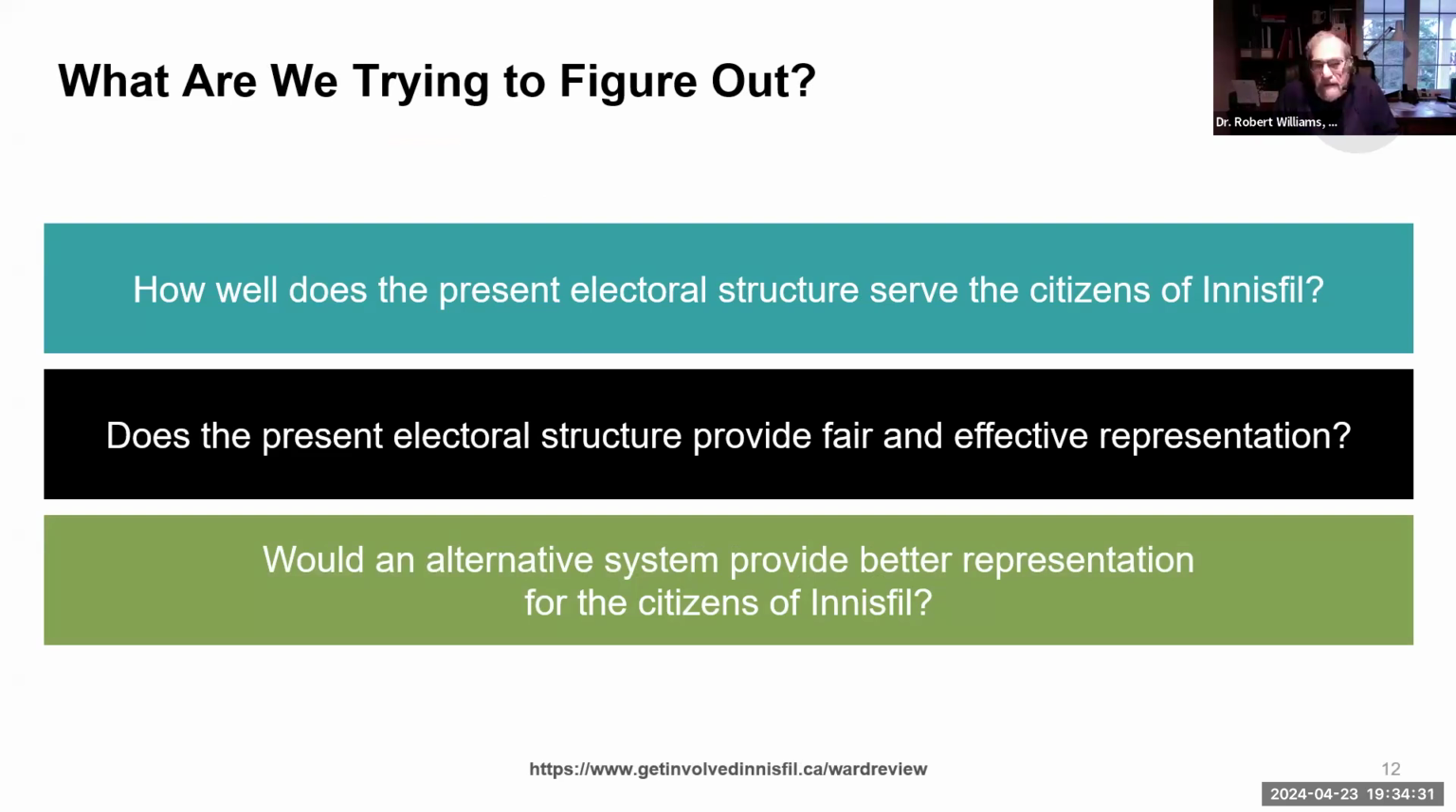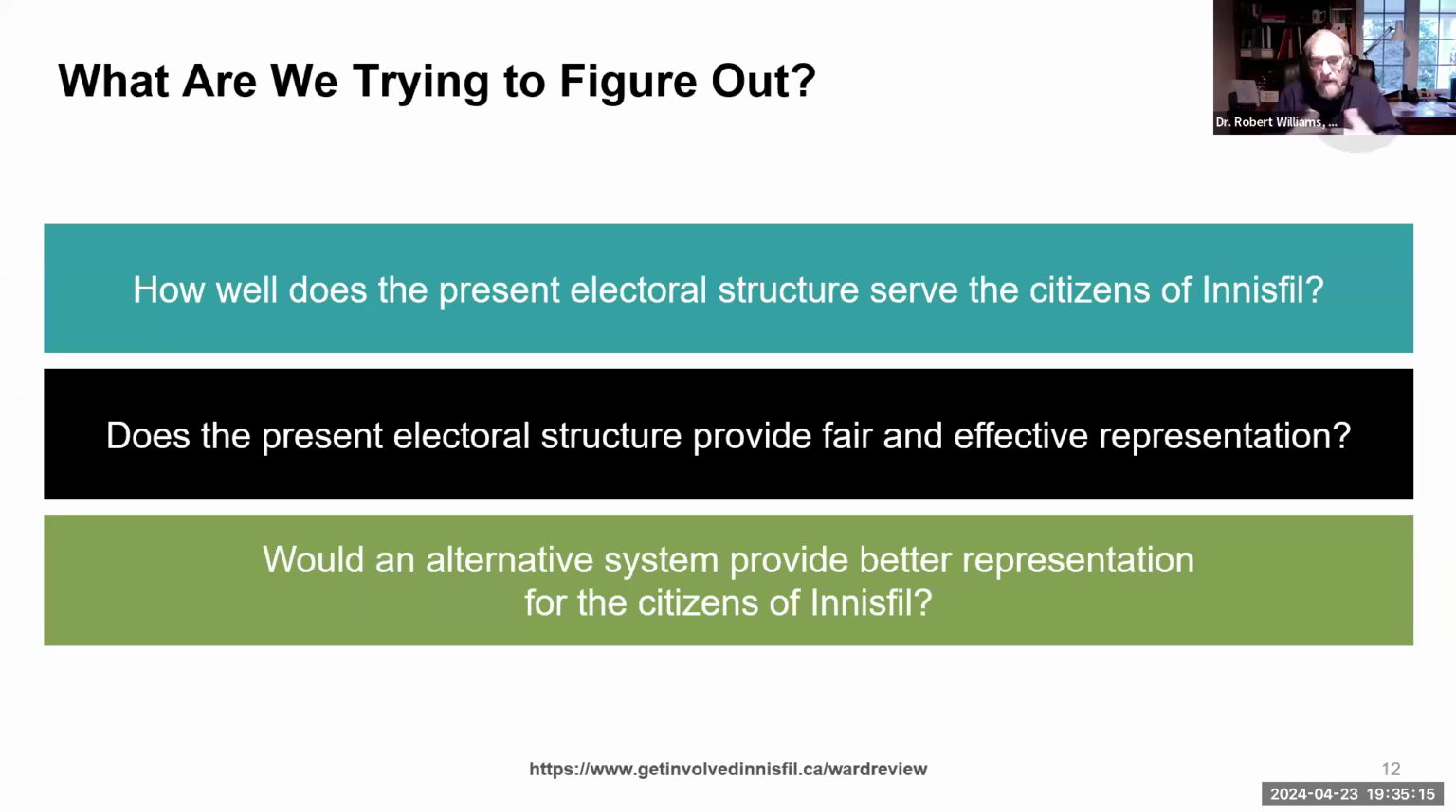Okay, what are we trying to figure out? And that's where I'm going with this. You've got a system, you've got a structure with nine members, 7 wards. Does it serve the citizens of Innisfil well? Does it meet these principles that we've just talked about? And if not, where is it deficient? Where are the shortcomings? Where are the weaknesses? What could be changed to help us achieve a better balance? As we said just in the second part there, does the present structure provide fair and effective representation? And if not, would an alternative provide better representation? And if so, what might that look like?